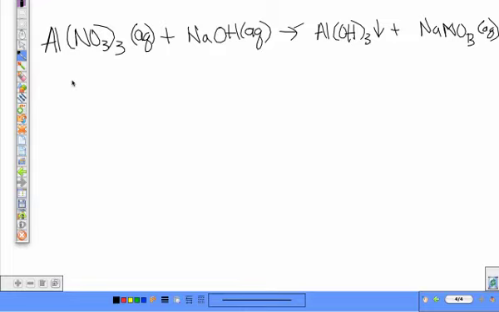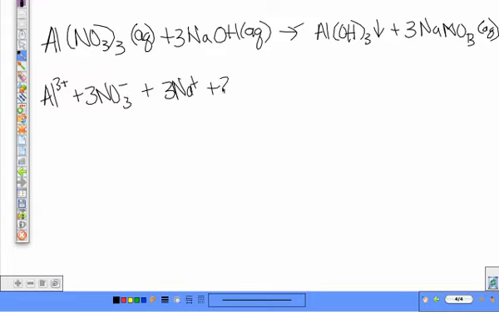So our ionic equation, well, is it balanced? Should check that. No. How would we balance it? Three here. And a 3 here. There we go. So if we want our ionic equation, we would split everything into ions that are aqueous. So we'd have Al3+ plus 3 NO3 minus, plus we have 3 sodiums and 3 hydroxides.